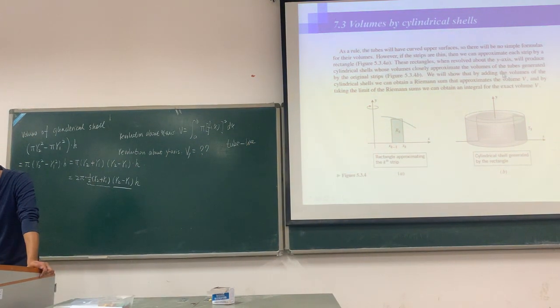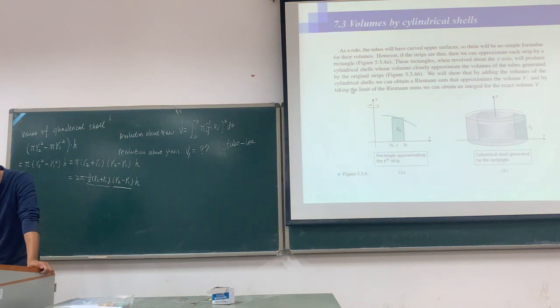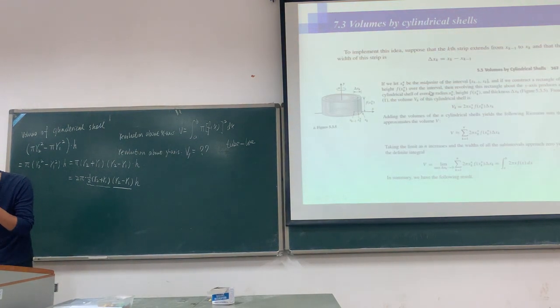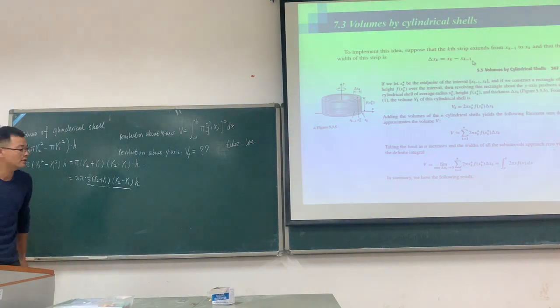We will show that by adding the volumes of the cylindrical shells, we obtain a Riemann sum that approximates the volume. And by taking the limit of the Riemann sums, we can obtain an integral for the exact volume. Now let's see the steps.